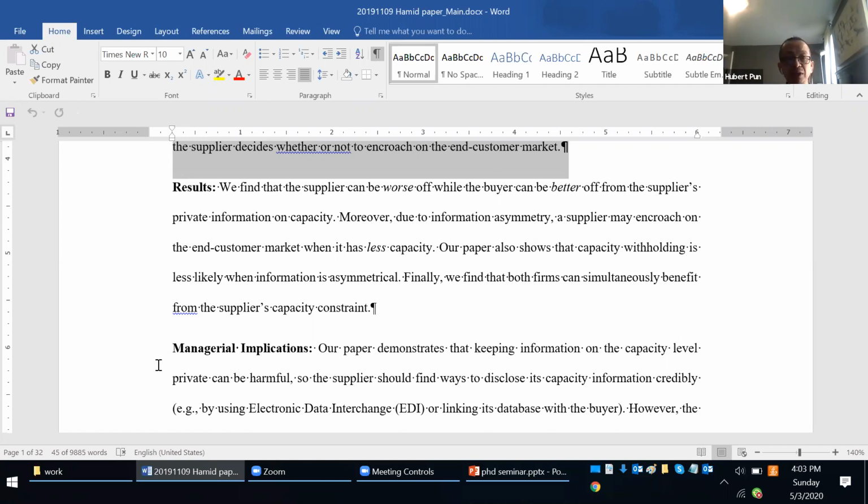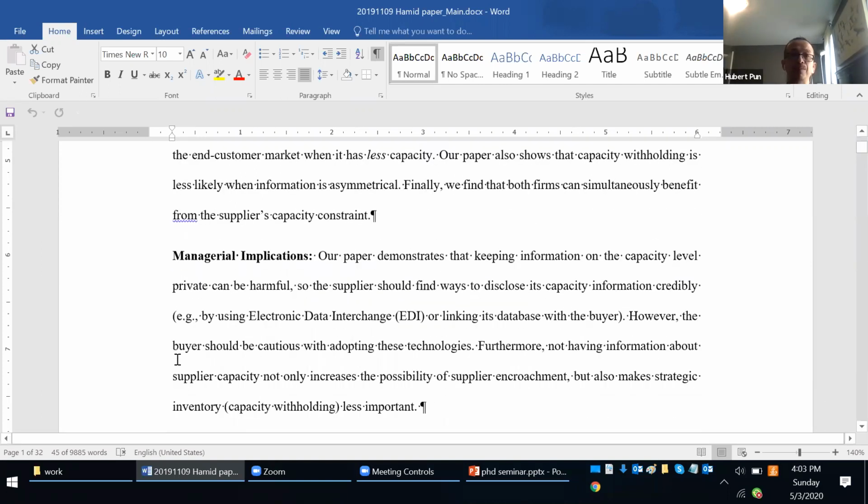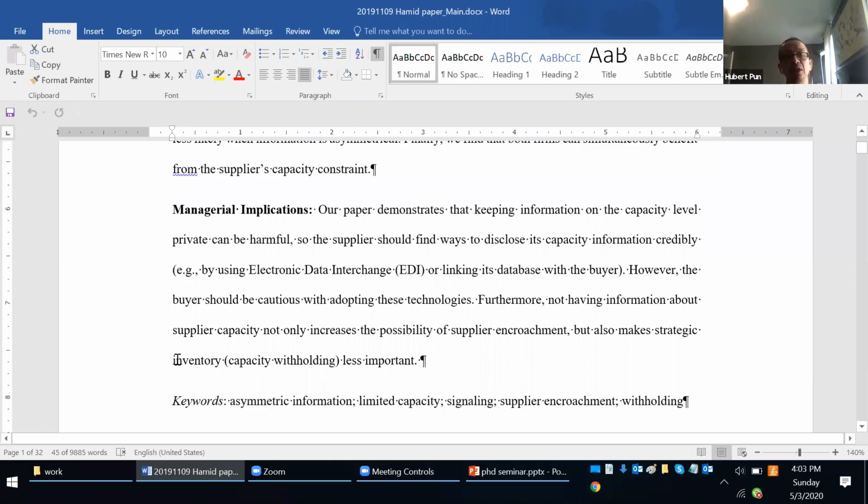And then the last one is managerial implication. Basically, you can imagine now, if you are the CEO of Samsung and you read this paper, what you should do tomorrow.